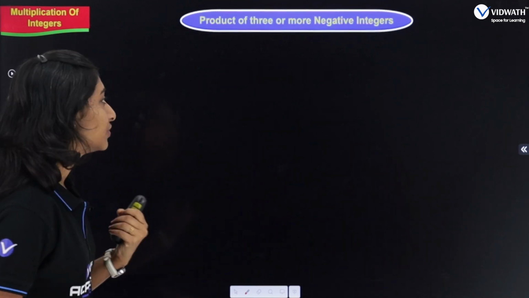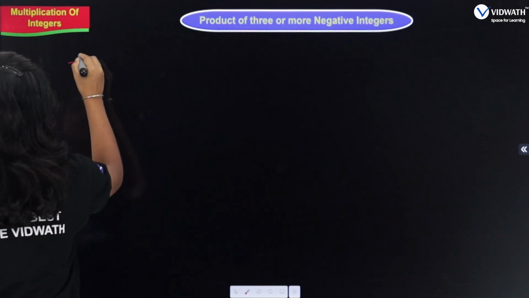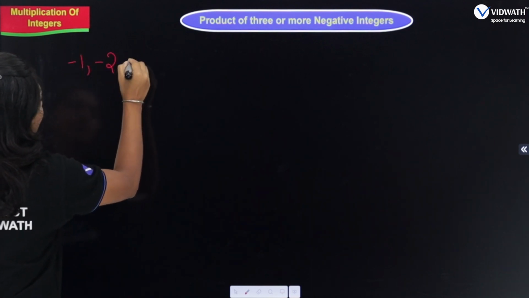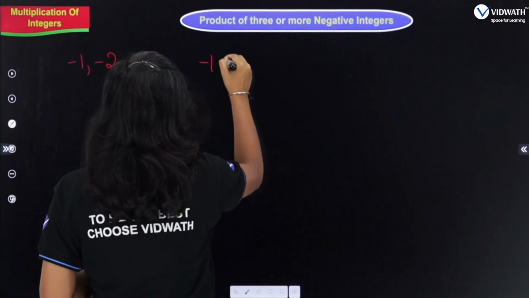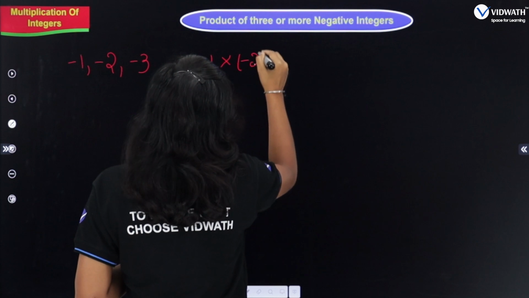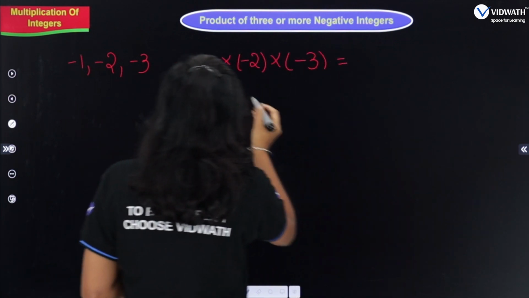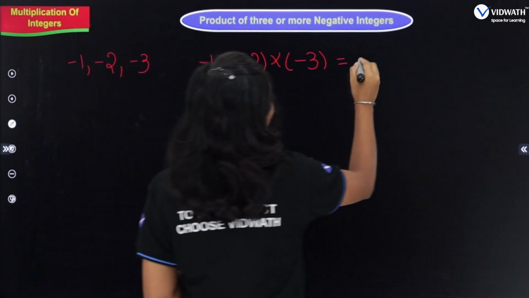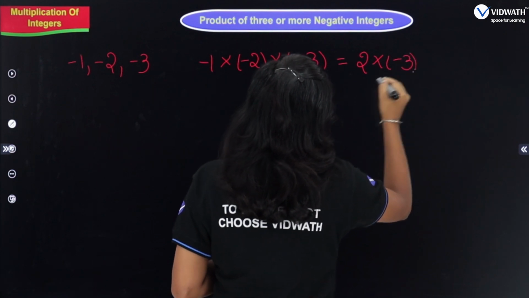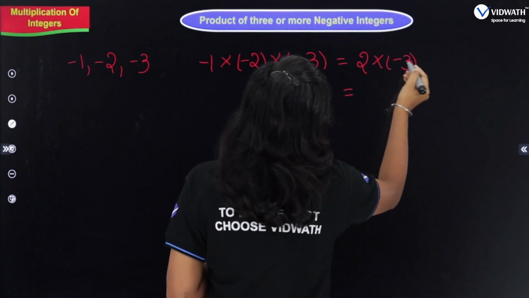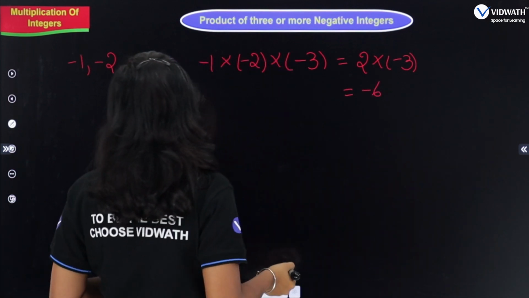Next, the product of 3 or more negative integers. I will take 3 negative integers, that is minus 1, minus 2 and minus 3, and multiply them. That is minus 1 into minus 2 into minus 3. Minus 1 into minus 2 will give you plus 2 into minus 3, which is equal to 2 into minus 3, which is nothing but minus 6.